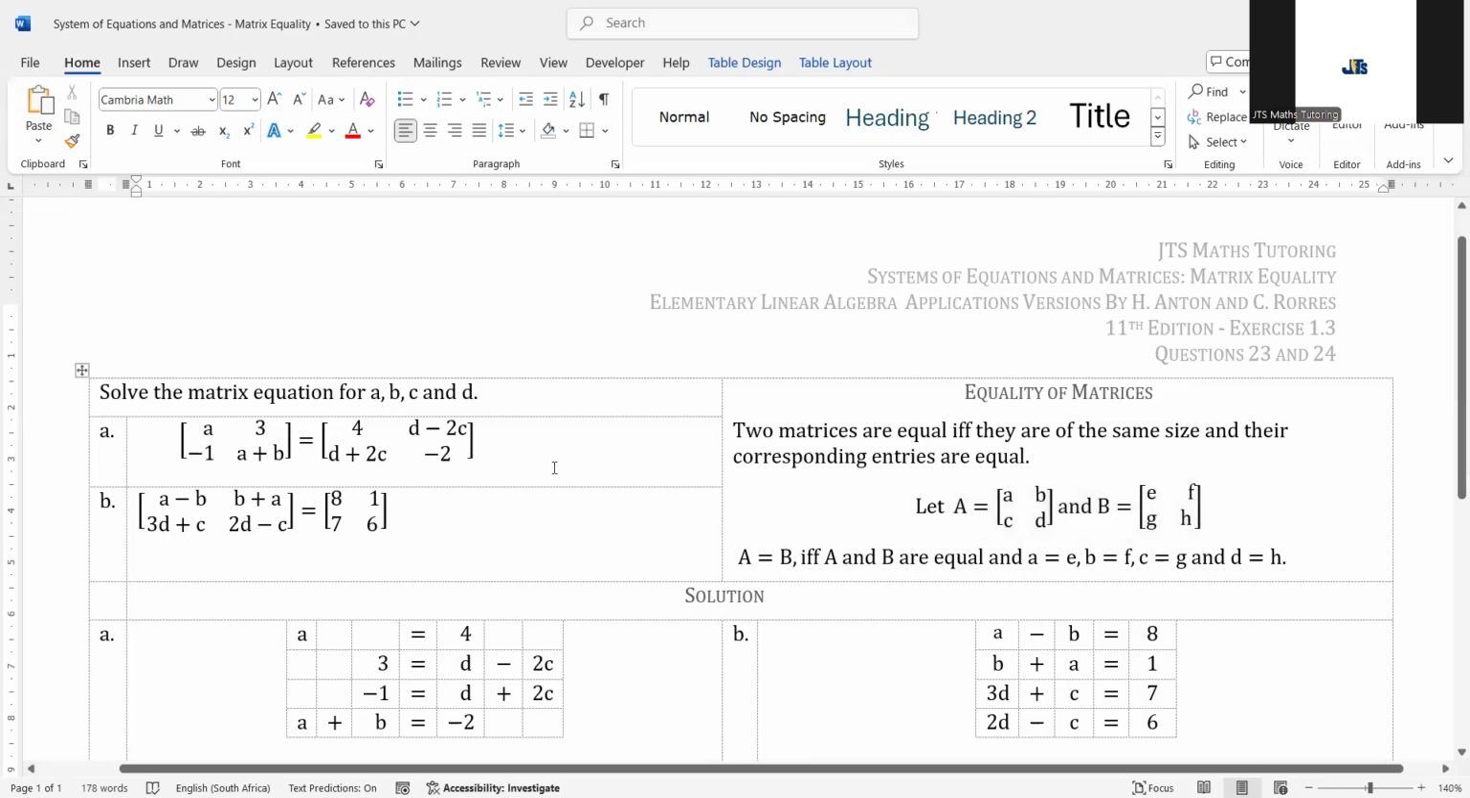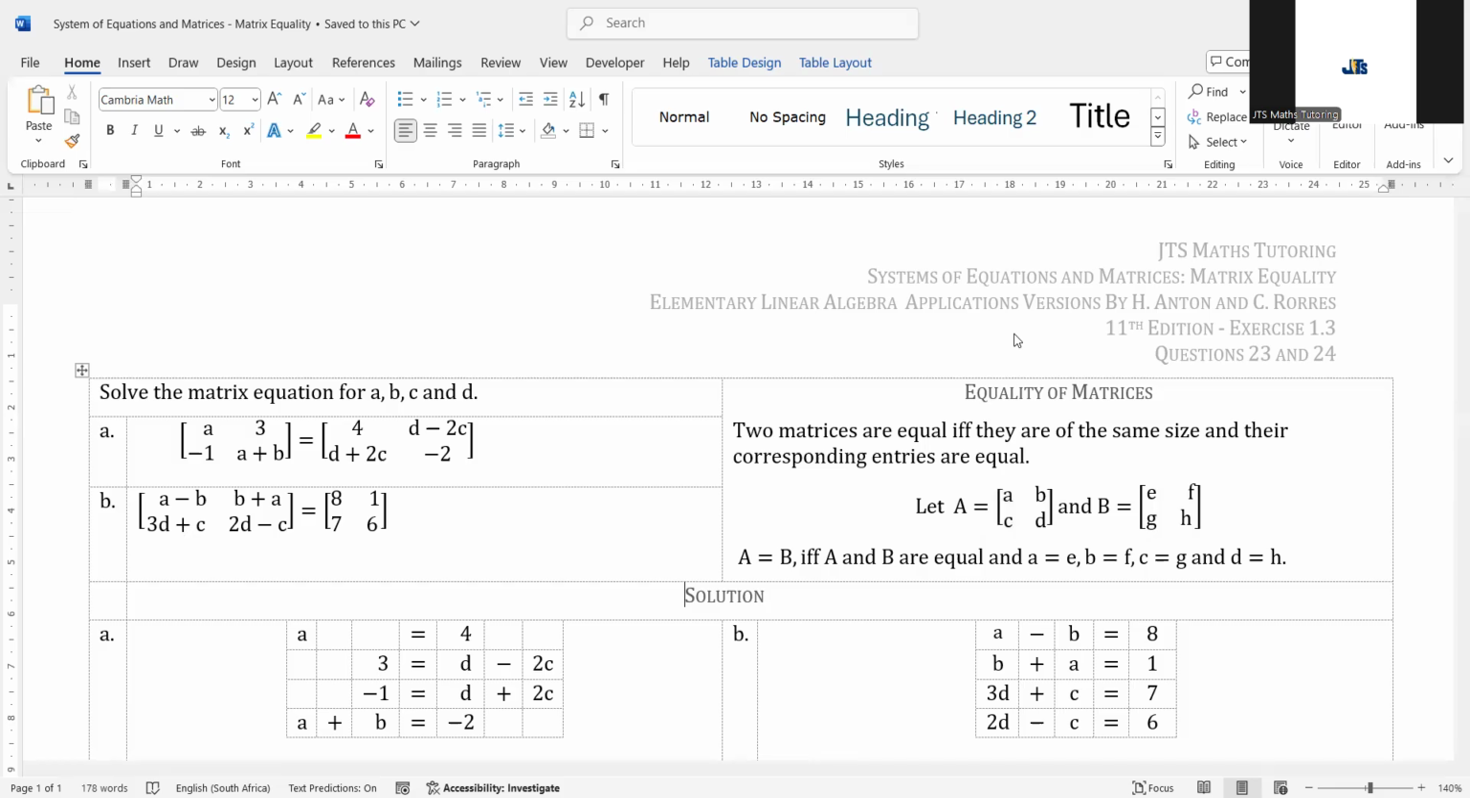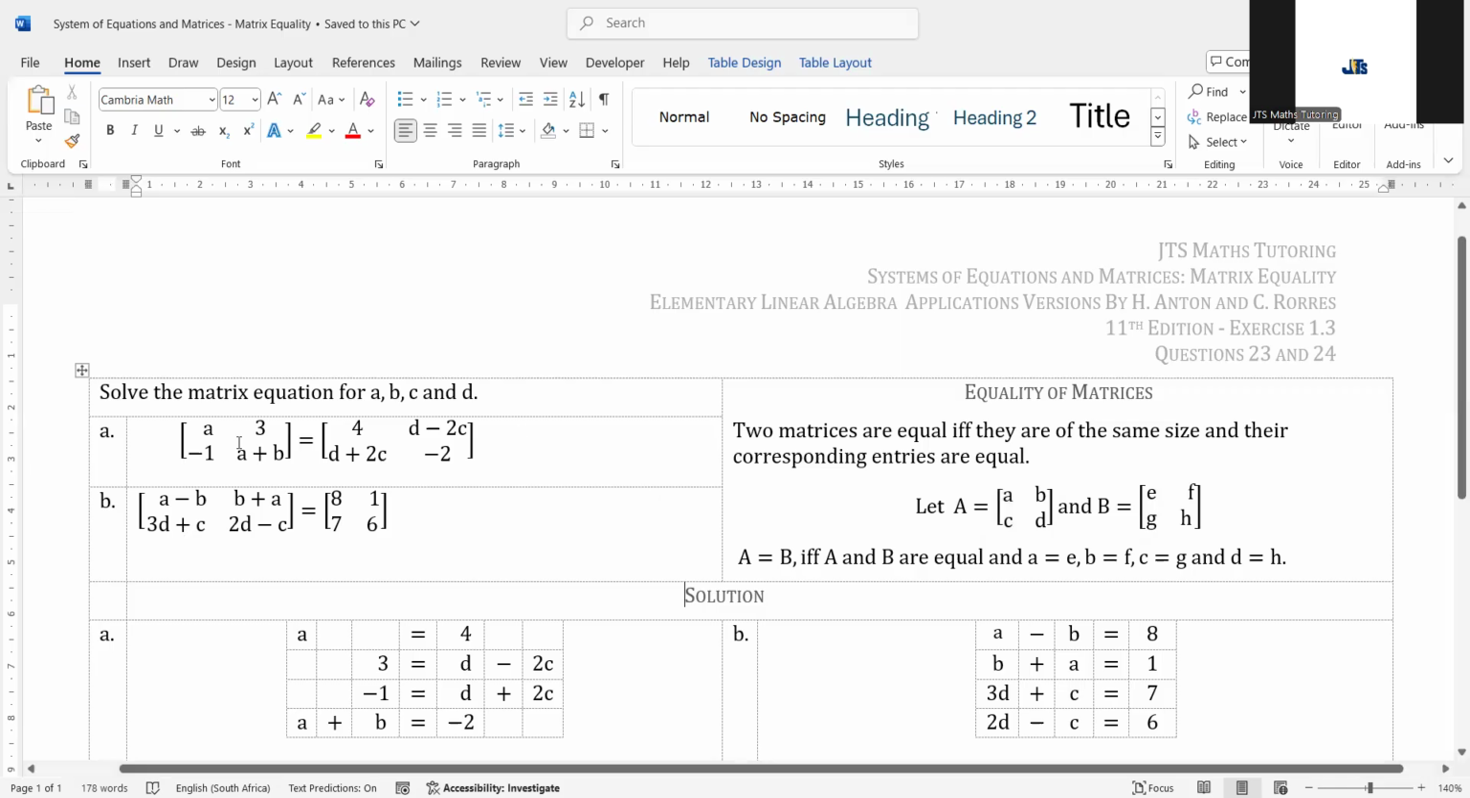So I've got a question here, which I have taken from Elementary Linear Algebra, Applications Version, the 11th edition by Anton and Rorres. And these questions, they're sitting under exercise 1.3. That is question 23 and question 24. Beautiful. So I'm given this here, they want me to solve the matrix equation for A, B, C, D such that these two matrices are actually going to be equal.